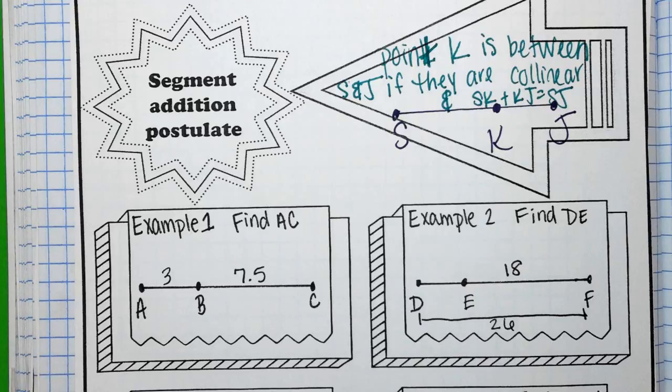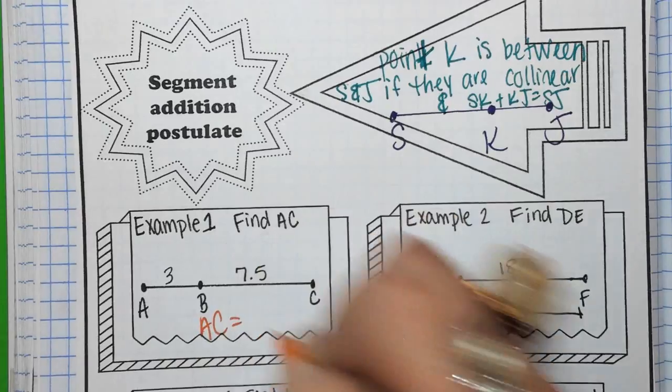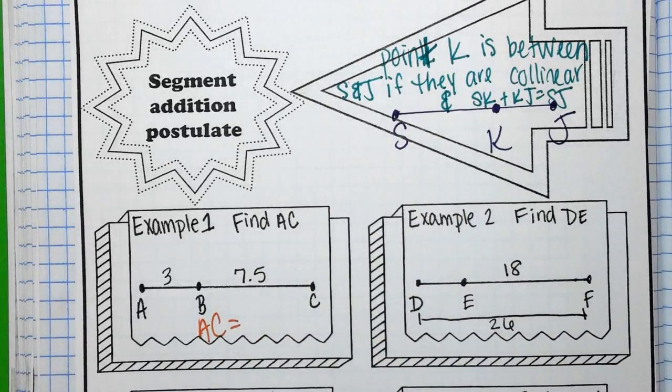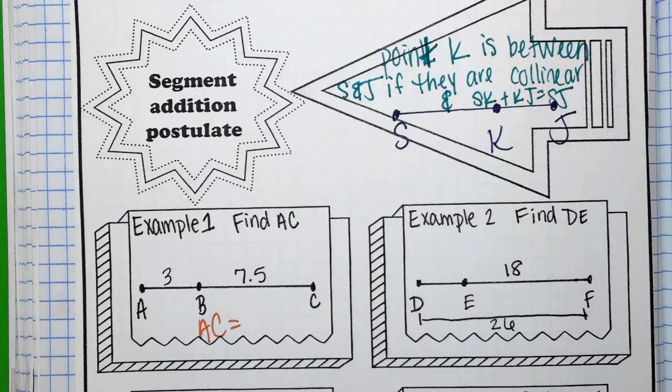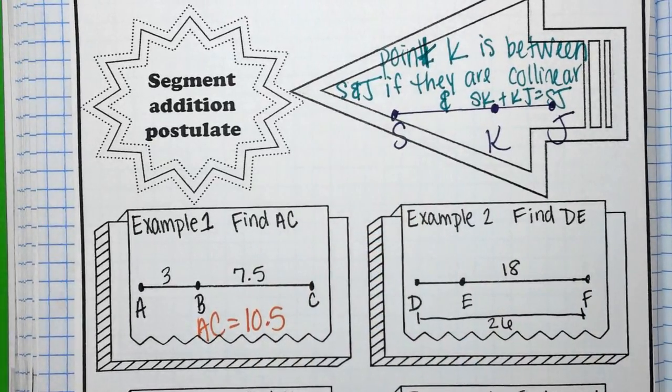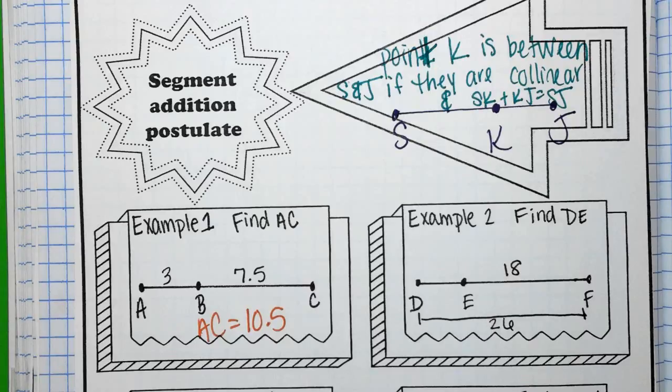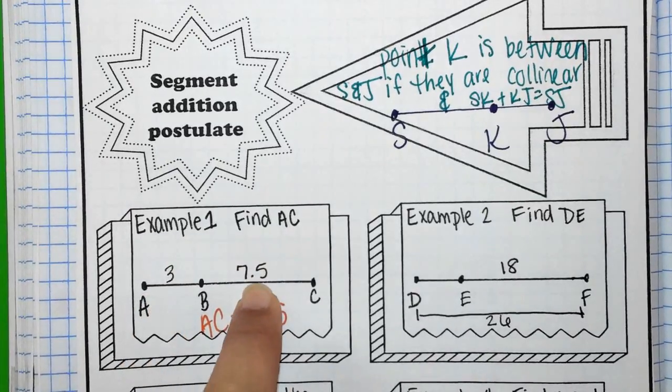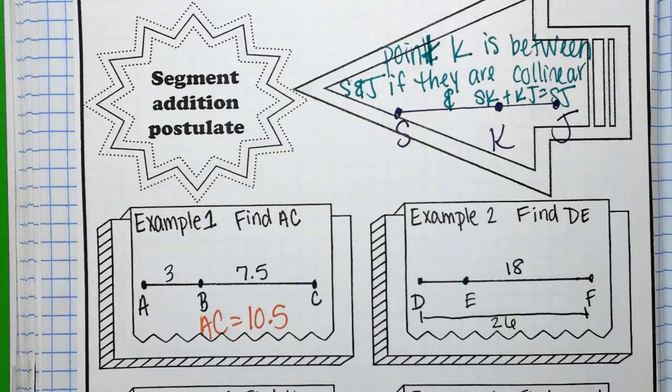All right, who can tell me what AC is? How did you get that? Look at you go. Does everybody understand? Now, we just added them together. Did I say measure AC? No, I just said find AC, and I gave you AB, and I gave you BC, and you put it together like magic.